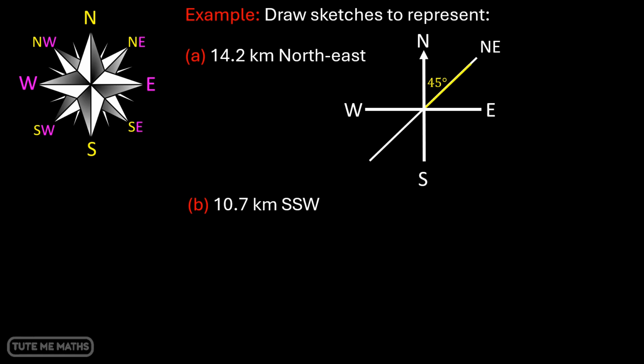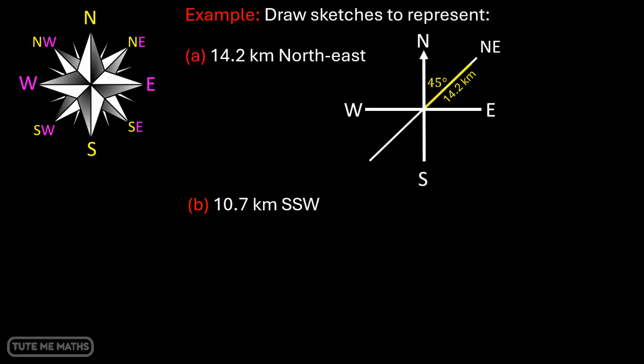The distance travelled along the bearing is 14.2 kilometres, starting from the centre of the compass rose, because this represents the spot you are standing with your compass to face the required direction of travel. So we mark it on the diagram. In later examples, we will use the right-angled triangle from this diagram to solve a related problem.